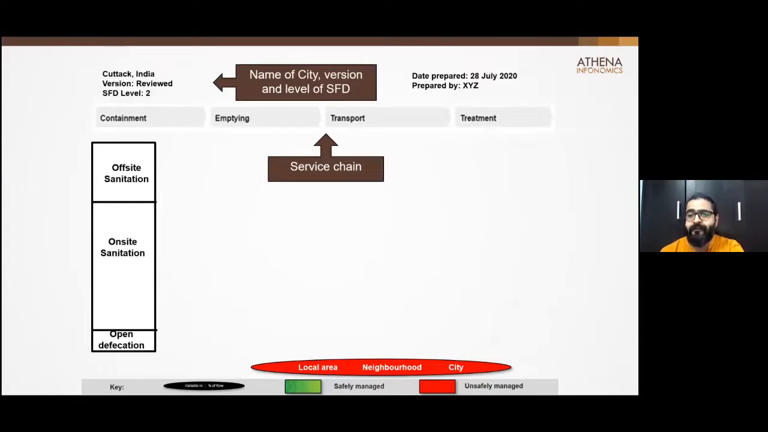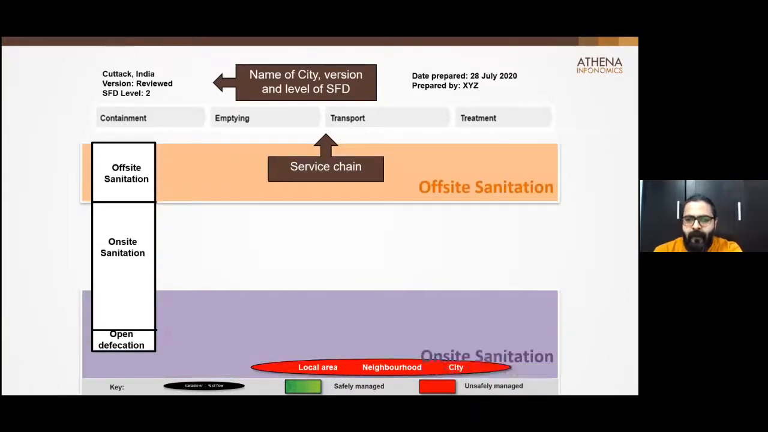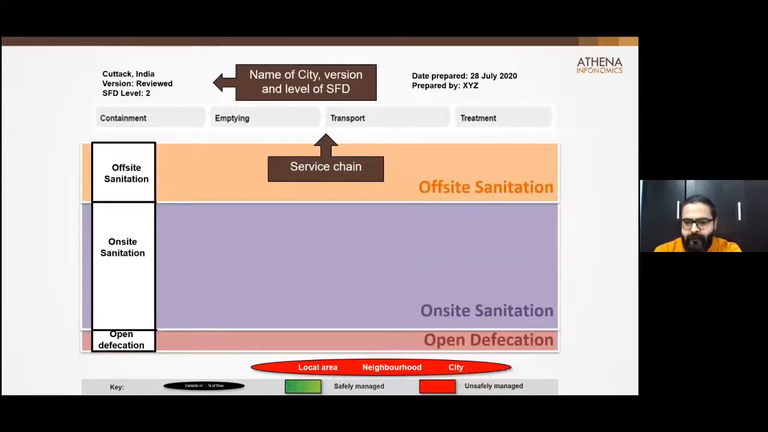Of course, this is the sanitation service chain. I hope everybody is aware of this. And we have already touched upon that there are 3 ways of excreta generation and flow in a town.